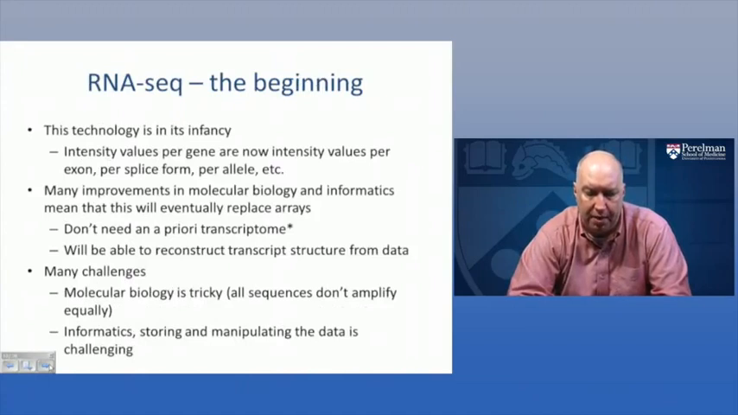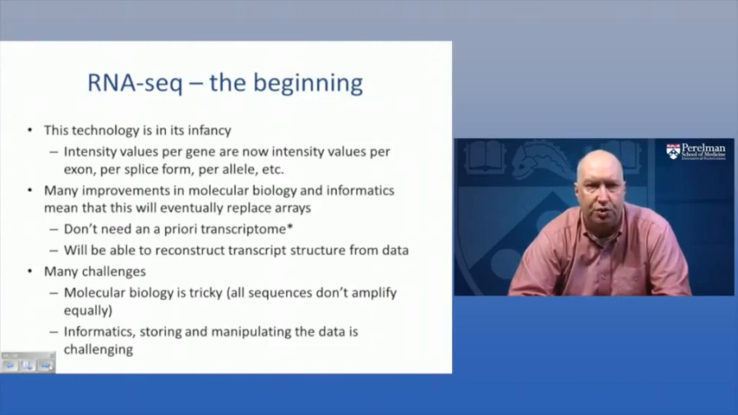So just to finish up, we're really at only a few years after the original description of sort of the modern RNA sequencing technologies. So the technology is still in its infancy. A lot of improvements are needed, for example, in determining expression values on a per gene, per exon, per allele, per splice variant form. This is still very much an unsolved science. Many improvements in molecular biology and informatics mean that these technologies will eventually replace arrays. We're not there yet for all applications. Arrays still have some legs left in them, but pretty soon the RNA-seq will supplant DNA arrays.